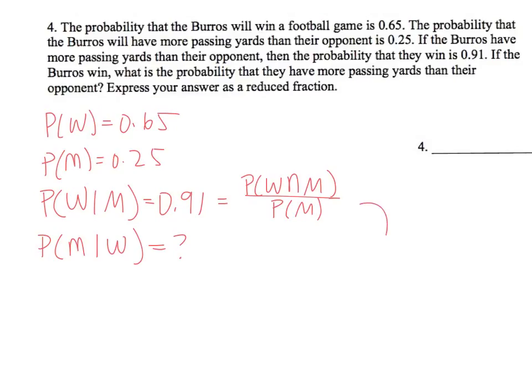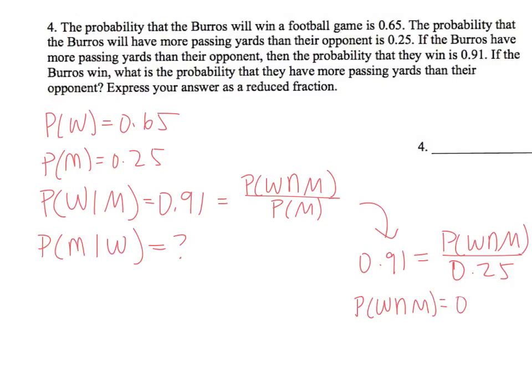Okay, so substituting, I have 0.91 is the probability of winning and having more passing yards over the probability of more passing yards, which is 0.25. Now, if I multiply 0.91 and 0.25, I get the probability of winning and having more passing yards to be 0.2275. Now, you may be asking yourself, why would she bother doing this? Well, I'm going to need that in my other conditional probability.